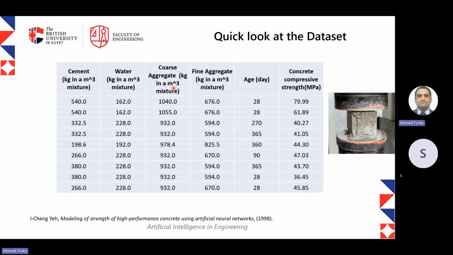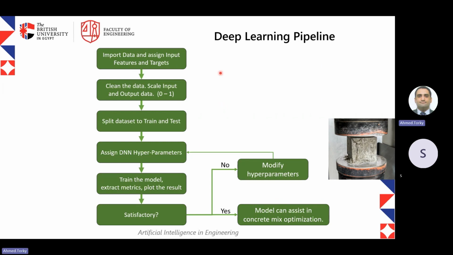You have cement, water, coarse aggregate, fine aggregate, age. Probably these are the inputs, and compressive strength would usually be the output or the target of the neural network. And we're going to try to implement this in today's tutorial as well. And I'm just going to go over these real quickly. No need to stress on them here.